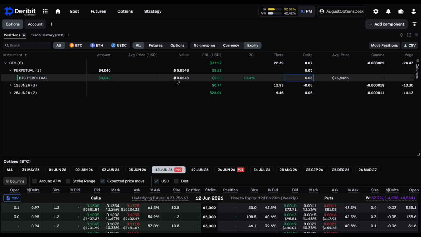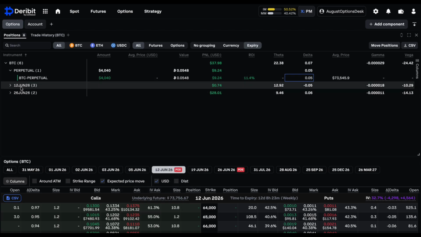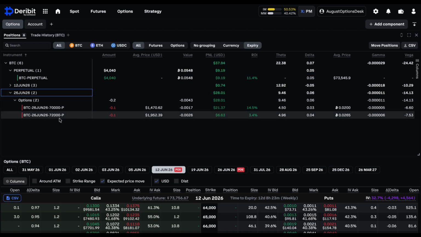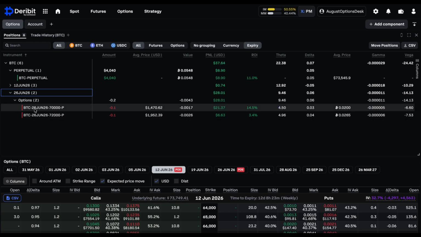I want to control about 0.1 Bitcoin, which is about $77,300, more or less, right? So we'll get there. The second position that I have here, I want to talk about the puts first. The puts is basically saying that I don't think Bitcoin is going to go lower than 72 and 70K by June 26.